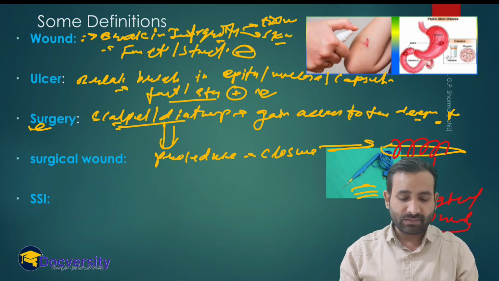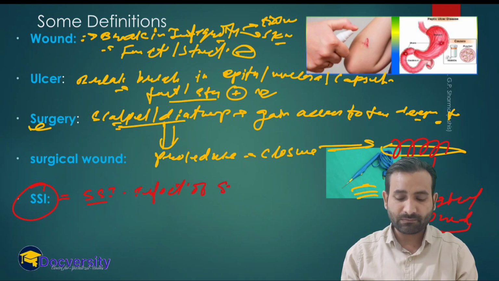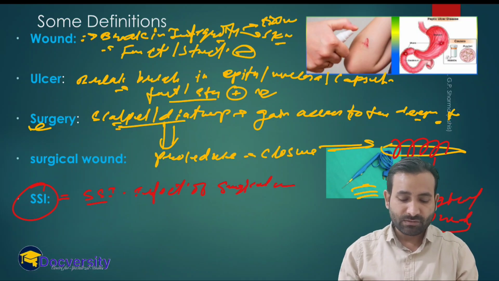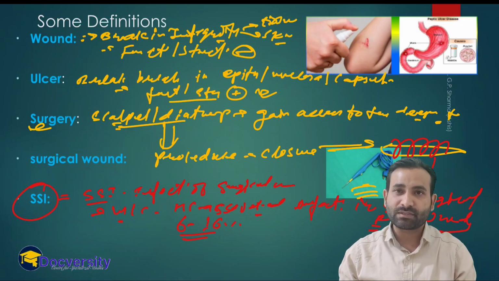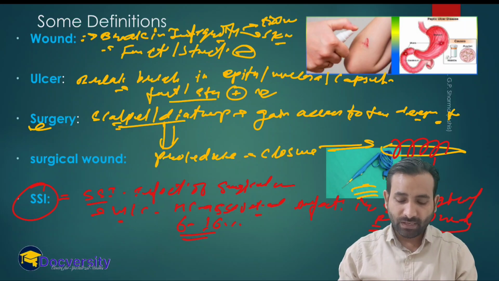The surgical wound. And when this surgical wound gets infected, this is called surgical site infection, or infection of the surgical wound. So this is one of the most common healthcare associated infections in surgical patients. About 6 to 16% of surgical patients get a surgical site infection. So this is one of the most common healthcare associated infections.